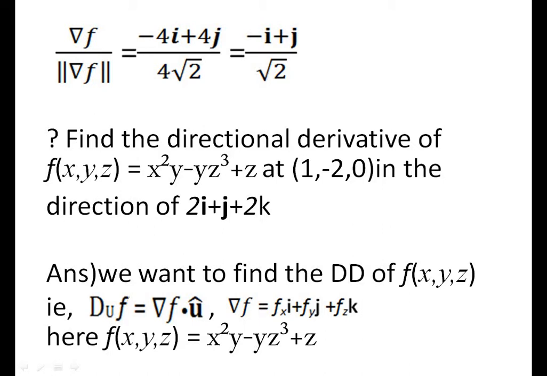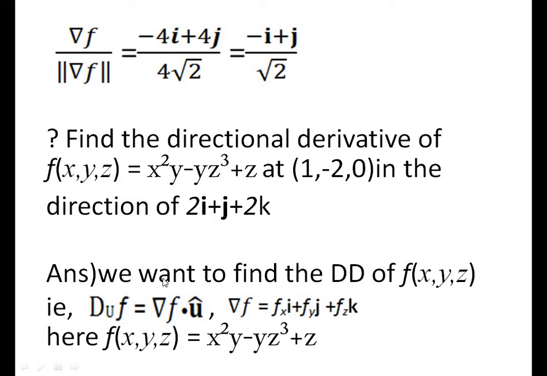Okay, then we have a next question. Find the directional derivative of f of x, y, z equal to x squared y minus y z cubed plus z at the point (1, -2, 0) in the direction of 2i plus j plus 2k. That is, we want to find the directional derivative of f of x, y, z at the point (1, -2, 0) in the direction of 2i plus j plus 2k.